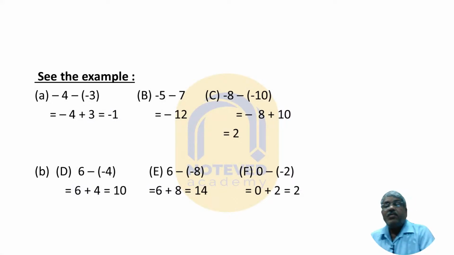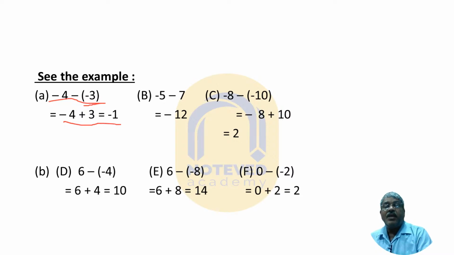What you see here in number A, minus 4 minus 3. Here you see the sign. Now minus 4 is the same, minus into minus is plus. So here minus 4 plus 3. How do you get plus 3? Now minus 4 plus 3 is equal to minus 1.